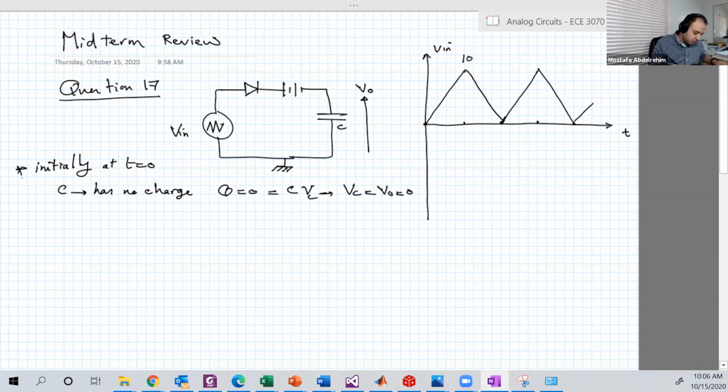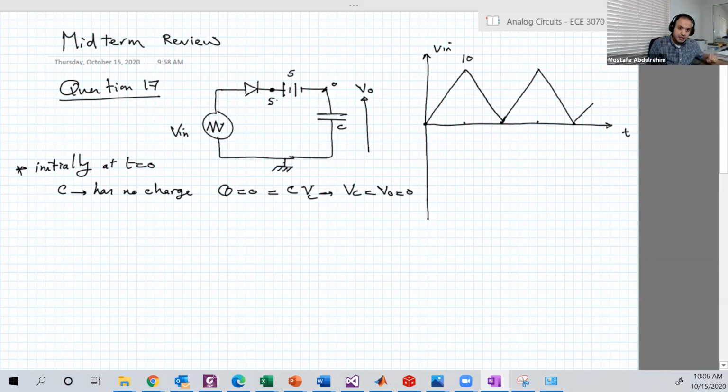If this is ground, this will be 0 as well. The voltage will be 0. And here we have a battery of 5 volt, so the voltage of that point here is 5 volt. This is at t equal to 0.